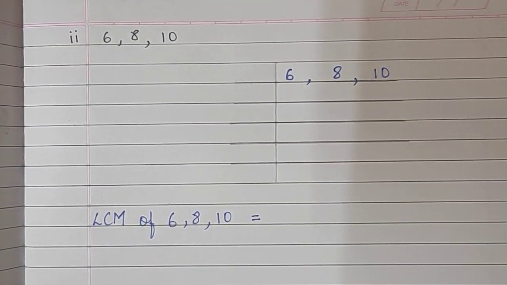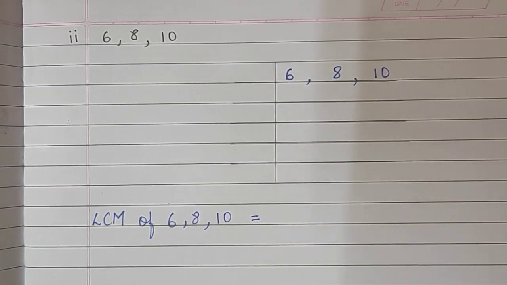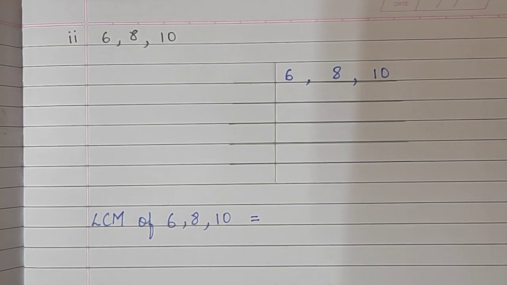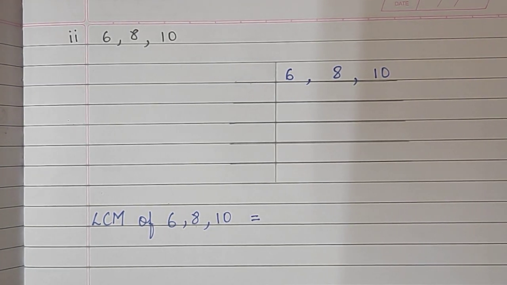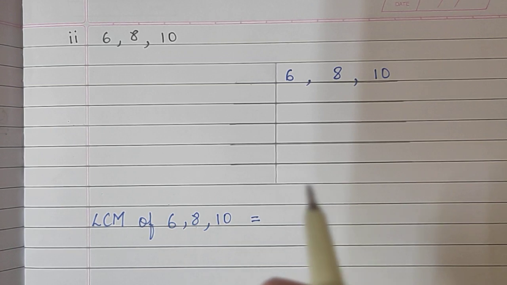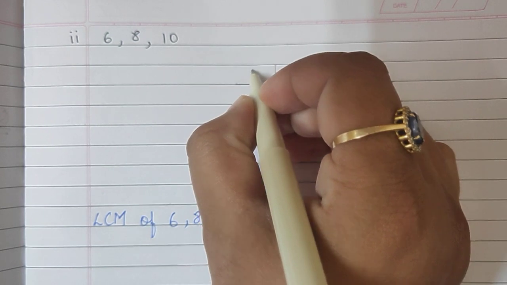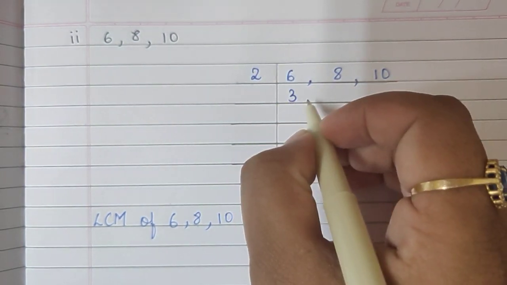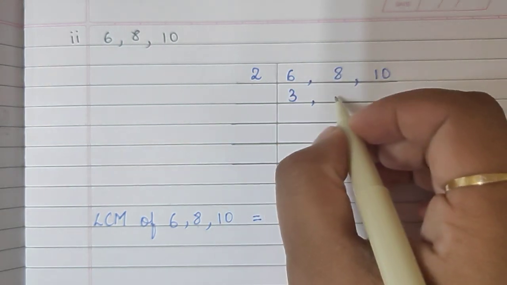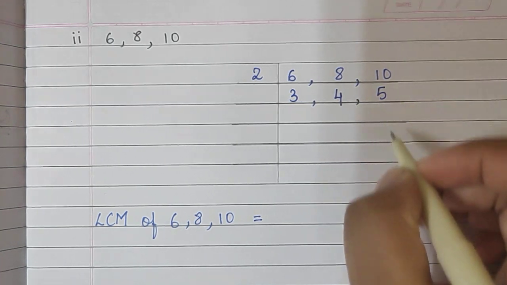So this is sum number 2. Sum number 2 is 6, 8 and 10. We will find the LCM using method 2. I have already created this so that we save time and the video does not become very long. So we will begin with the number 2. Since all the numbers are even, everything is divisible by 2. So I will write here 2 3s are 6, comma, 2 4s are 8, 2 5s are 10.